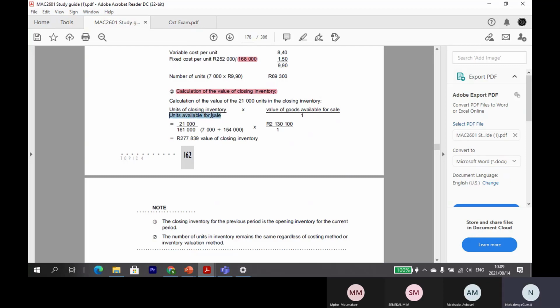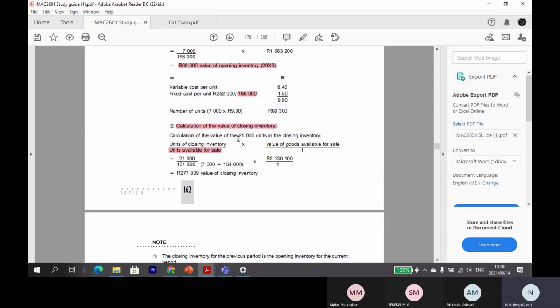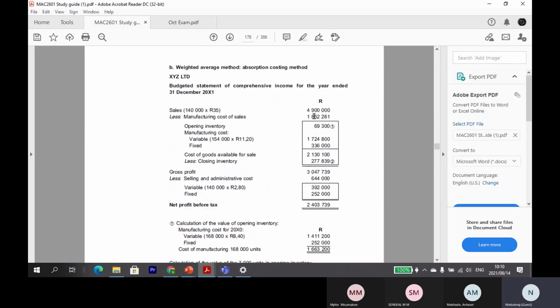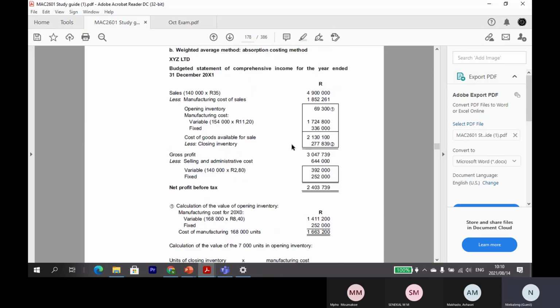But then be aware that now with your units available for sale, you must take your opening plus what was manufactured, which is the 154. There is the difference, then you still apportion. So then the rest would be as we know. So I hope you guys can see that, okay?